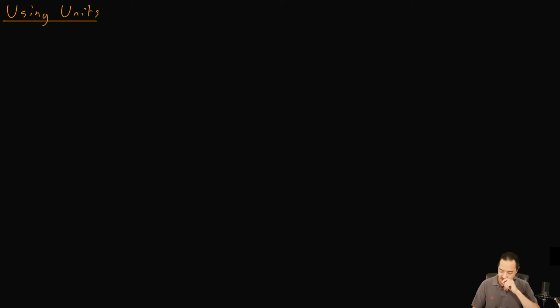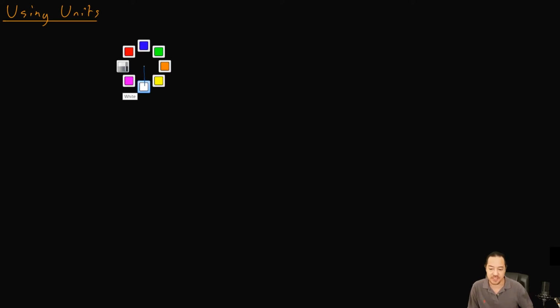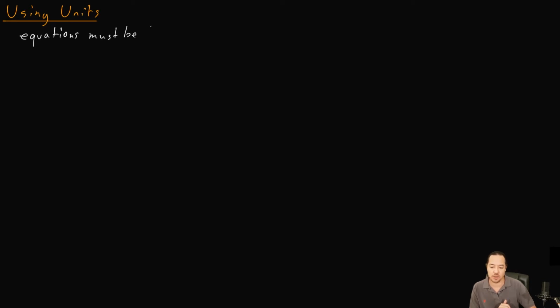Today we are going to be learning how to use those units that we learned about in our last class. Now, the thing that we want to make sure we're doing is that when we use units in equations, the equations themselves must be what we call dimensionally consistent. Okay, now what does this mean?